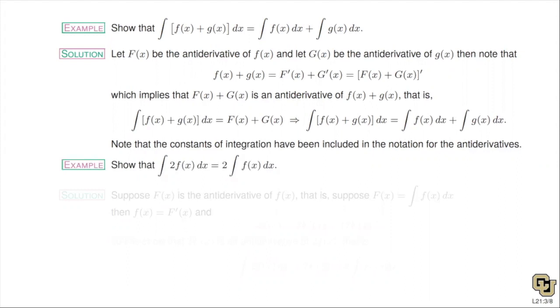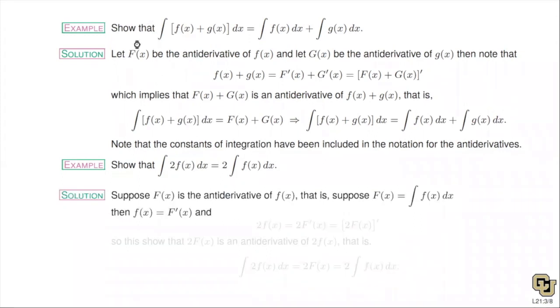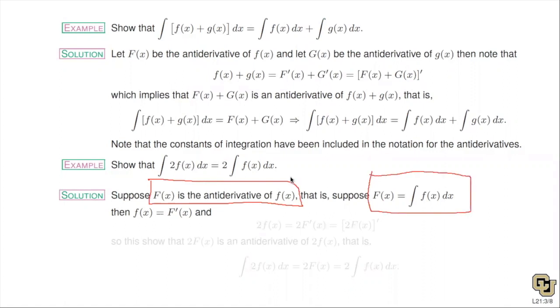Here I want to prove that the antiderivative of a constant times a function is equal to the constant times the antiderivative of the function. As before, let me assume capital F is the antiderivative of little f. Another way to write that is to say capital F equals the integral of little f dx. And another way to write that is to say capital F prime equals little f of x. These three things in these three boxes are all the same.